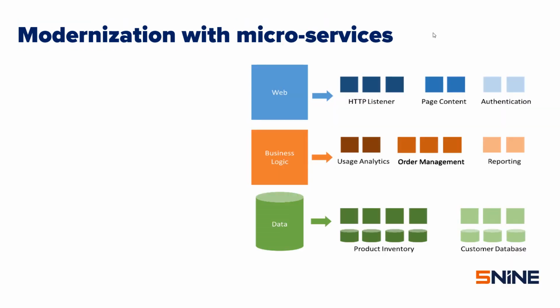Modernization with microservices. What we're looking at here is essentially a microservices platform. So typically you would have an HTTP listener, page content, authentication, and then you'd have some business logic underneath it, order management, reporting, and then obviously you have your data, which is product inventory and a customer database.